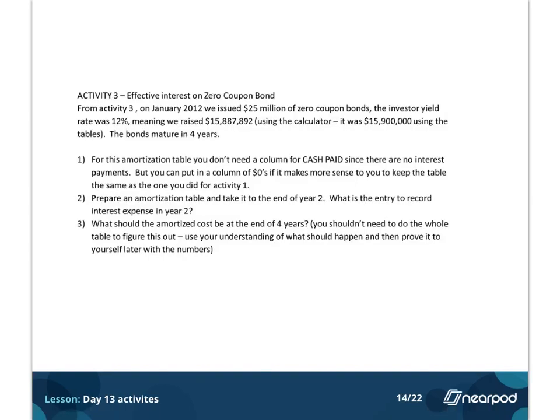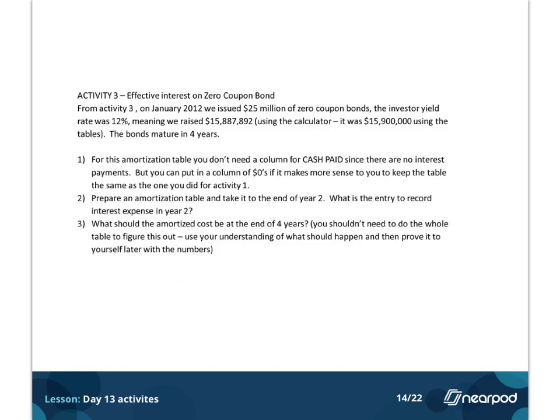All right, activity 3 talked about an effective interest on a 0 coupon bond. So we talked about the fact that for this amortization table, you don't need a column for cash paid. But I said you could put a column of zeros if it makes you feel good. Okay, so here I ask you to do the amortization table.